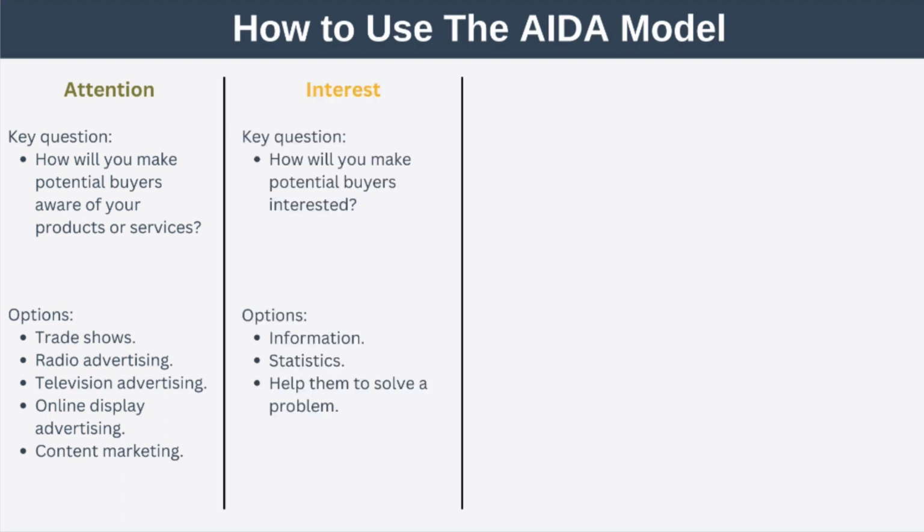In the second step of the model, interest, the critical question you need to answer is, how will you make potential buyers interested? Your goal in this step is to establish trust and engage your prospects so they're interested in moving to the next step. 2 ways to do this include providing your prospects with information or maybe statistics they find useful, or helping them to solve a problem they're likely to be having right now. Now, the higher the quality of the information you provide in this step, and the more it helps them, the more likely they are to move to the next step.